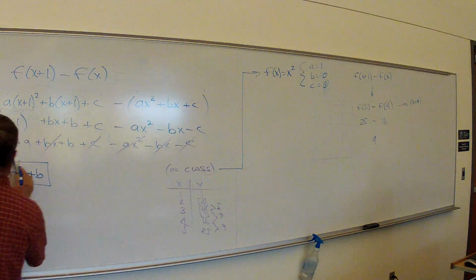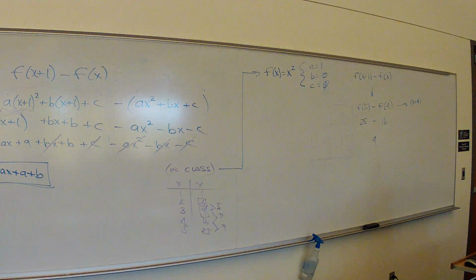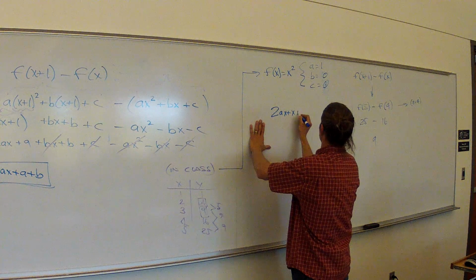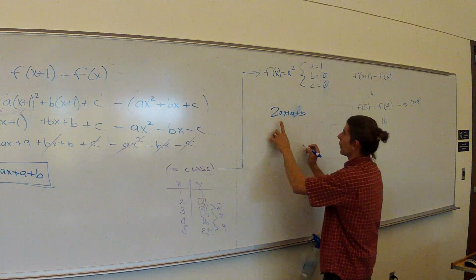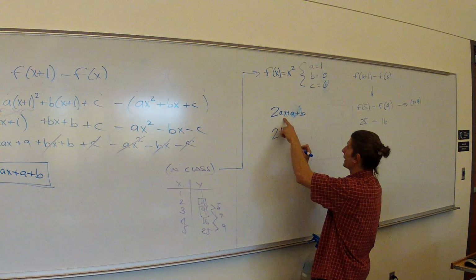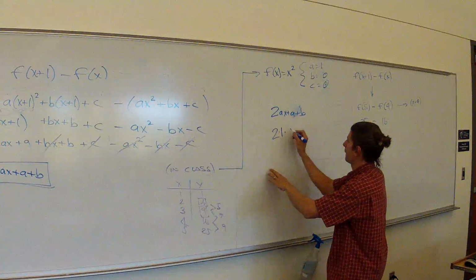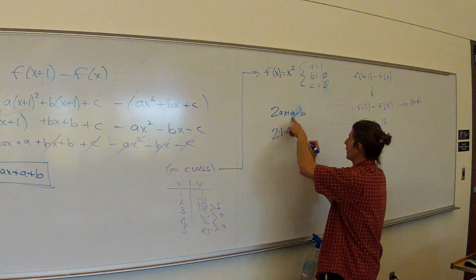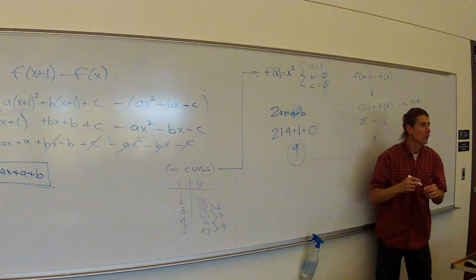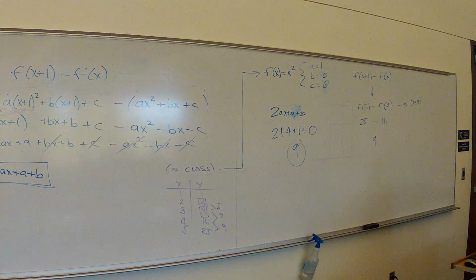This will give you the exact same 9 without the chart. Watch. Ready? 2ax plus a plus b. Let's bring that over there. No, plus a plus b. 2, what's a? 1. What's x? 4. What's a? What's b? 0. What's that equal to? 9. What this saves you from having to do is create the chart in the first place.